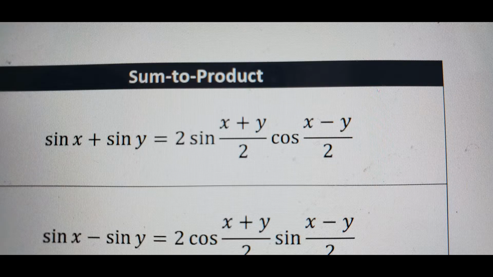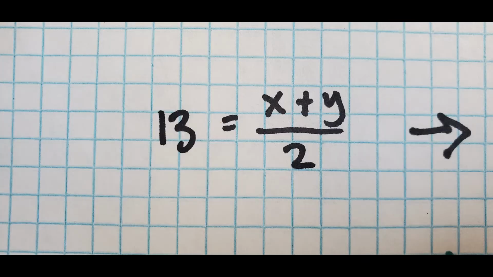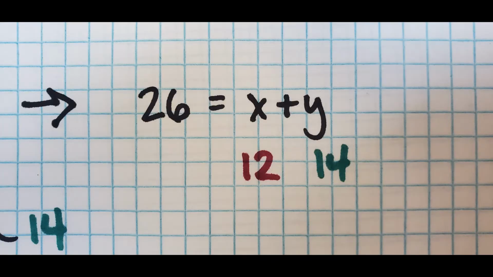Well, x and y are basically 2 numbers that add up, and then when you cut them in half, you get 13. So I know up top I'm supposed to get 26. So x can really be just any 2 numbers that add up to 26. Anything, really. So I picked 12 and 14. You could do, like I said, anything.